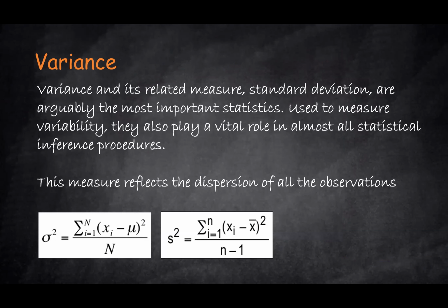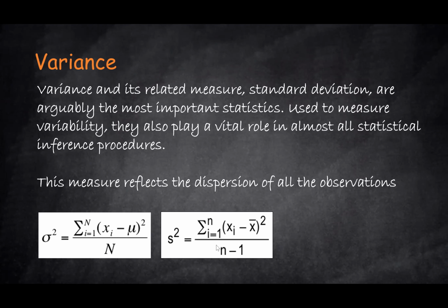The next measurement is the variance, and it's one of the most important statistics used to measure variability. We'll also see that it plays a very vital role in many statistical inference procedures. Let's start by separating the calculation into two groups. It depends on the origin of your data. Are you dealing with population data? Then you'll use the sigma squared equation. Or are you using sample data? Then you'll use the S squared equation.